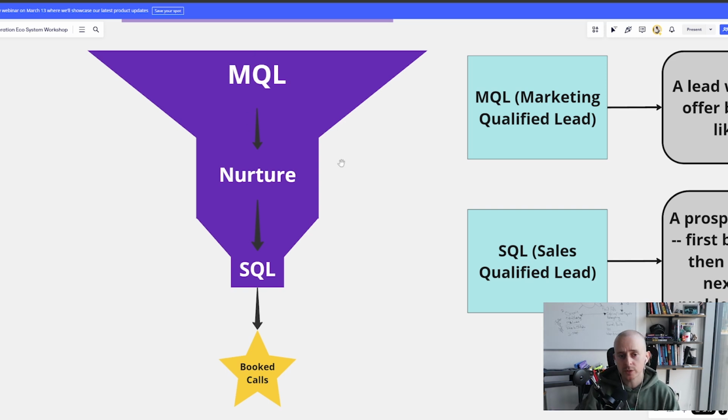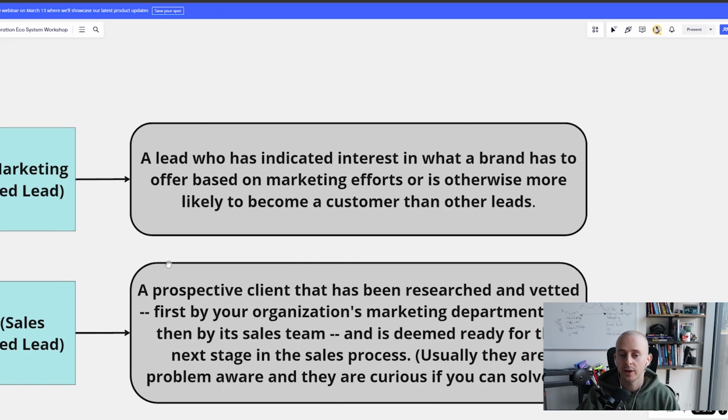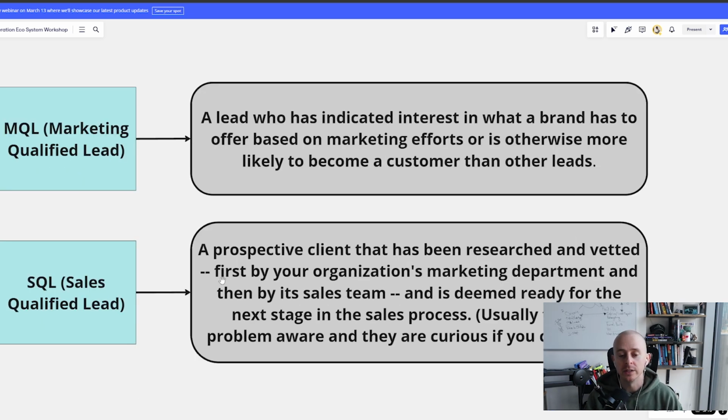Now, you'll notice these terminologies up here, MQL, SQL. What the heck does that mean exactly? Well, MQL stands for marketing qualified lead. It's important to know this terminology. A quick definition: a marketing qualified lead is a lead who has indicated interest in what a brand has to offer based on marketing efforts, or is otherwise more likely to become a customer than other leads. SQL, on the other hand, is sales qualified lead. This is a prospective client that has been researched and vetted, first by your organization's marketing department and then by its sales team, and is deemed ready for the next stage of the sales process. Usually they're problem aware and they're curious if you can solve it.